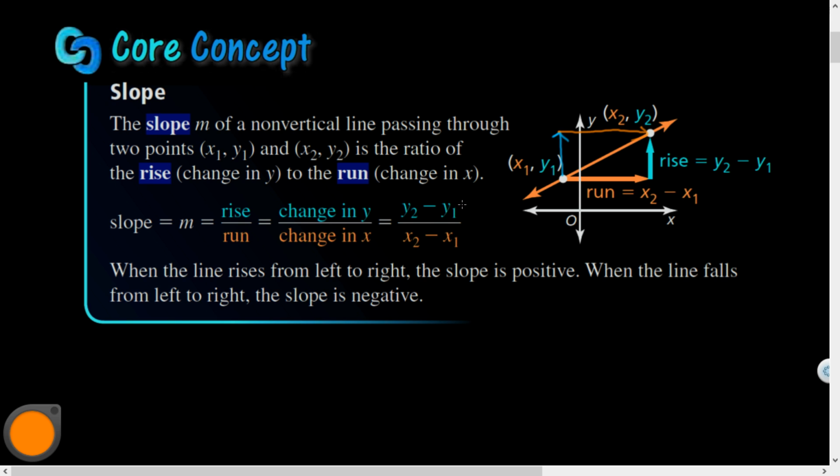So if I wanted to calculate this distance, it would be the y2 value subtracting the y1 value. So the rise is the difference of those points' y coordinates.